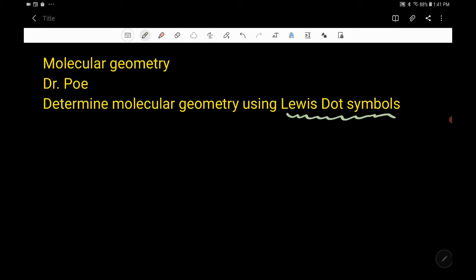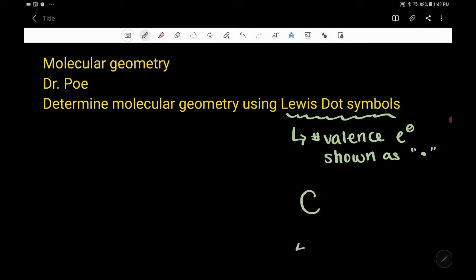Just as a quick reminder, Lewis dot symbols are based on the valence electrons, and each is shown as a dot on the chemical symbol. The rules for assigning these: carbon has four valence electrons because it's in group four. Nitrogen has five valence electrons because it's in group five, and oxygen has six valence electrons.